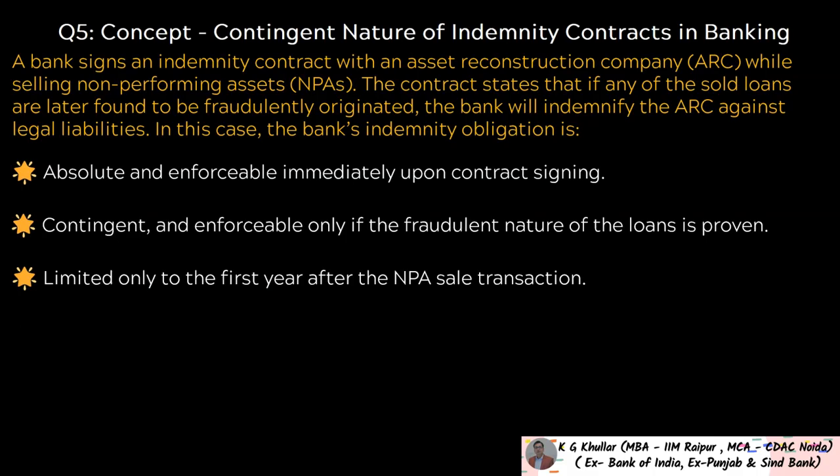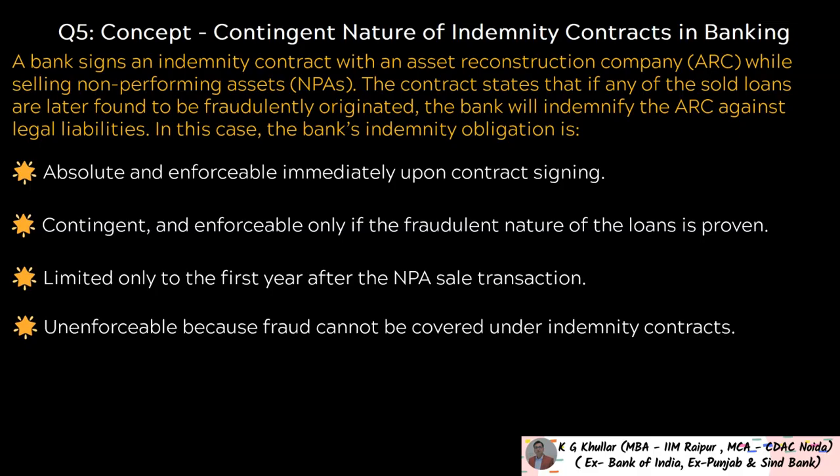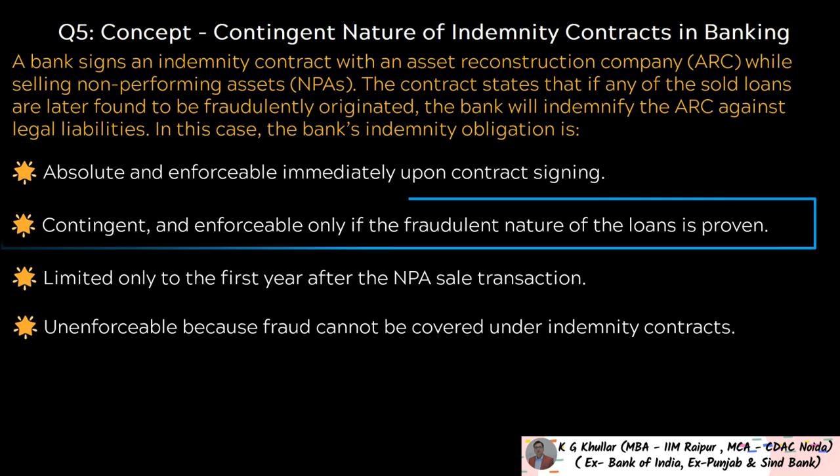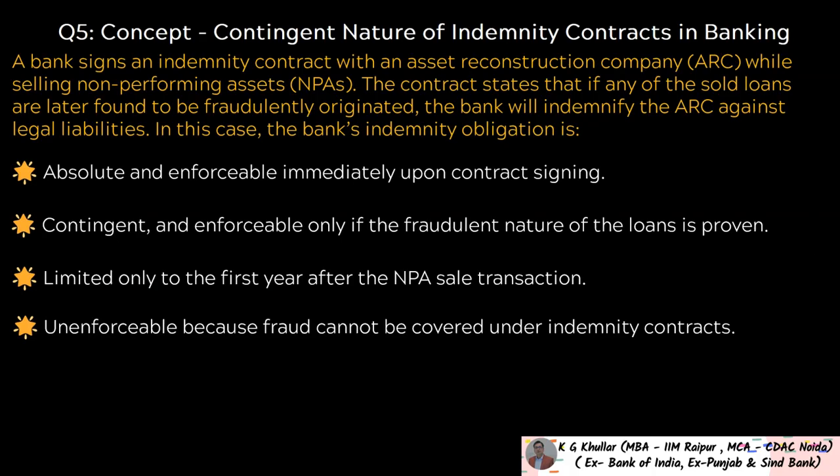In this case, the bank's indemnity obligation is, and these options are given to you. First option A is absolute and unforeseeable immediately upon contract signing. Then second option B is contingent and enforceable only if the fraudulent nature of the loans is proven. Then third option C is limited only to the first year after the NPA transaction. Then last option D is unenforceable because fraud cannot be covered under indemnity contracts.